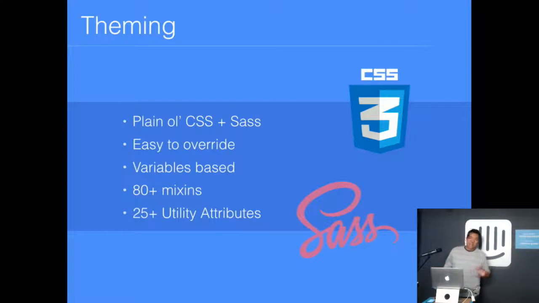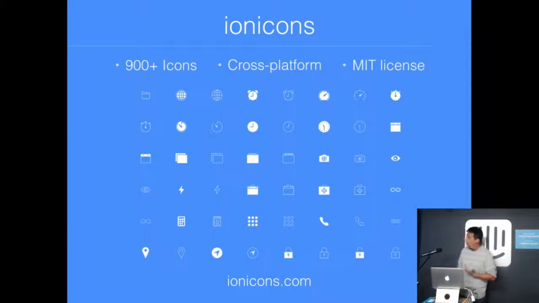As well, over 80 mixins to get you started on some base theming. And also over 25 what we call utility attributes. I'll show some of those a little bit later, but these just handle very common formatting use cases, things like vertical aligning, left and right aligning, text wrapping, et cetera. All right. We also have another open source project called Ionicons.